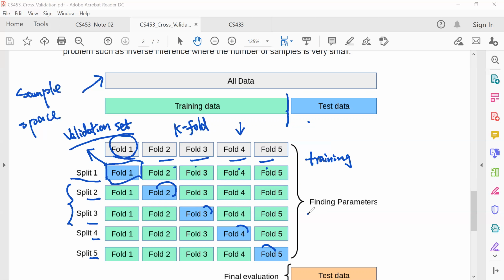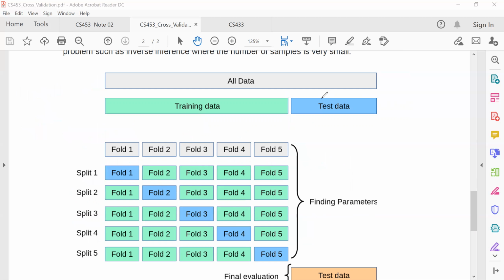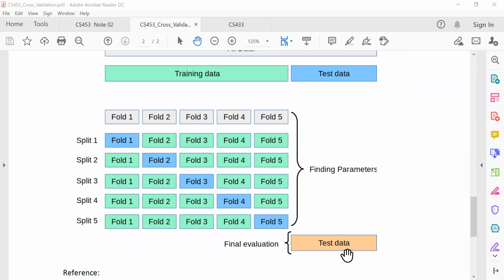With all these splits, you can find the optimal parameters, like C, and you remember we also have gamma. So for those parameters, you can find the best values. And once you find the best parameters, you can do the final evaluation with the testing data. So this is the general idea regarding cross validation.